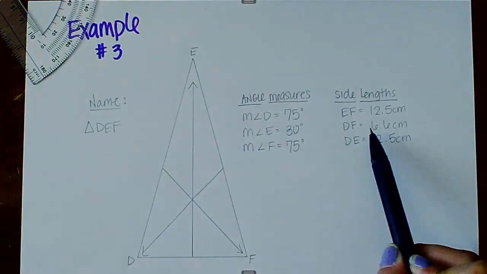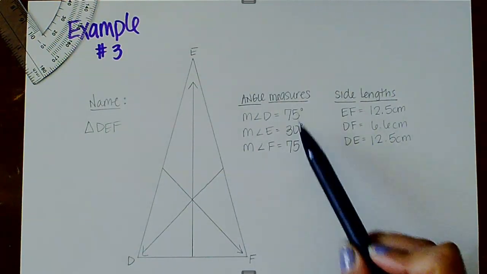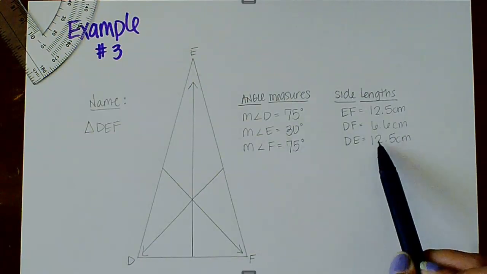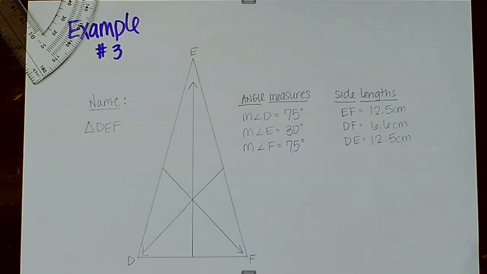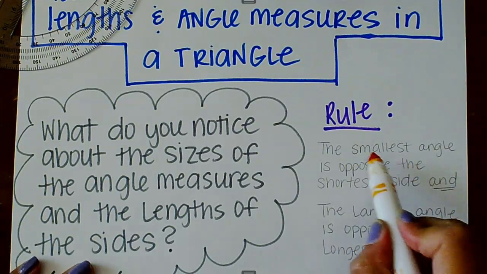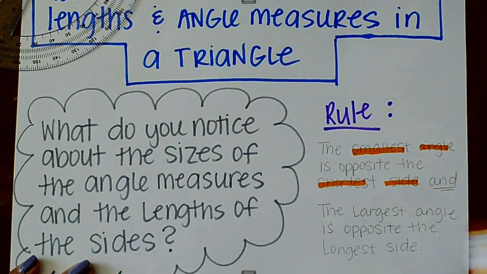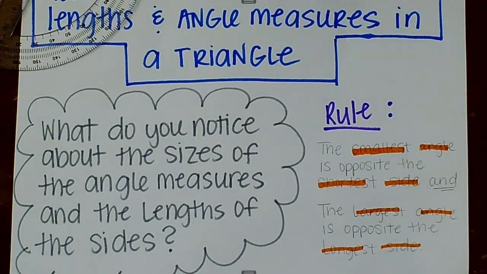The smallest angle measure is opposite the shortest side, and since these two are the same, there's no longest side, but the angles are actually the same measurement because the side lengths are also the same. So, coming back to this question here, what do you notice about the sizes of the angle measures and the lengths of the sides? What you should have noticed is that the smallest angle is always opposite the shortest side, and the largest angle is always going to be opposite the longest side. So I'm going to show you what this might look like when we apply it to problems, and I'm going to use a couple of examples from the textbook.